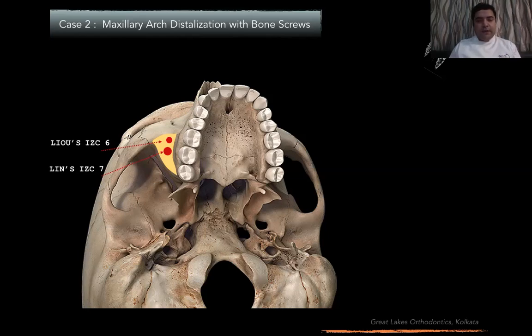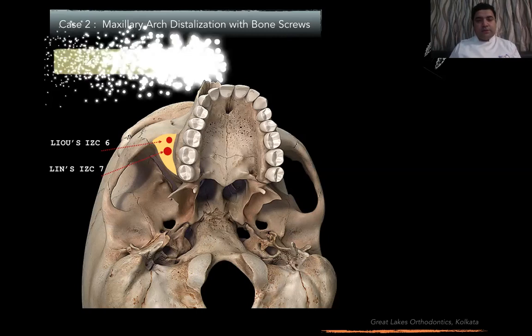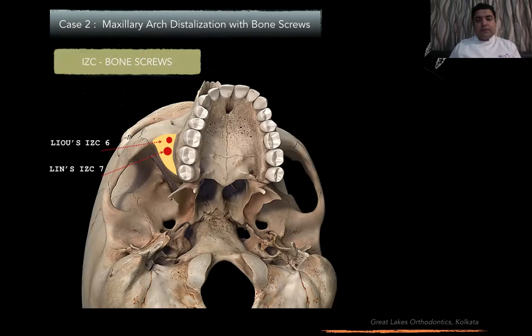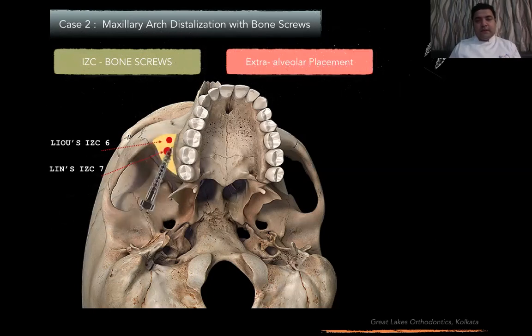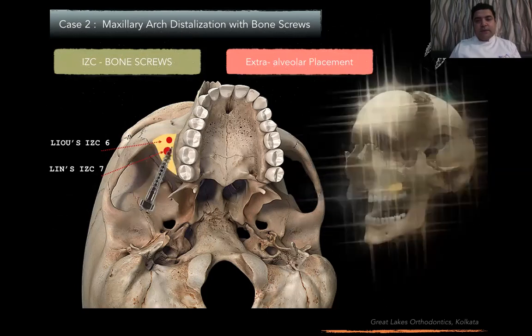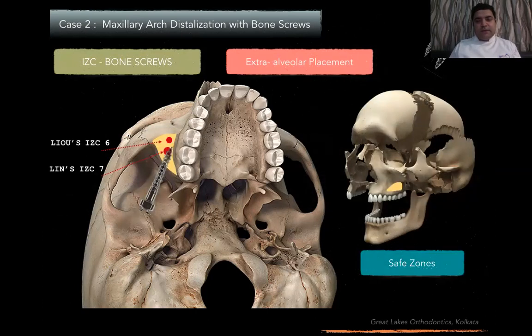We can place it in 2 areas, the one by Lin and the one by Liou, where the infrazygomatic bone screw is placed lateral to the second molar, or it could also be placed lateral to the first molar. We prefer to place according to Lin's method. So it is extra-alveolar placement. Since it's an extra-alveolar placement that is not within the interdental region, it's very safe to place, and you don't have chances of the long screws coming in contact with the roots.